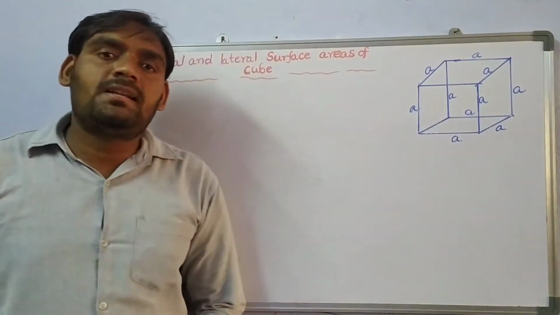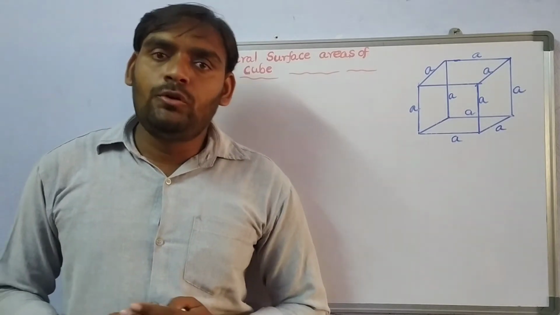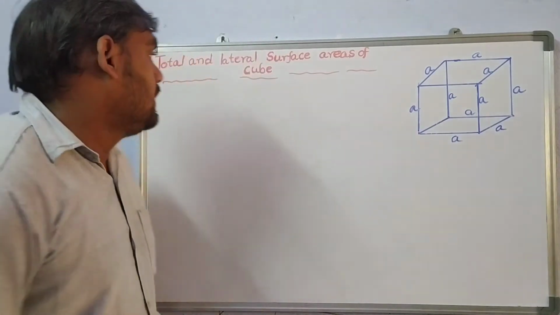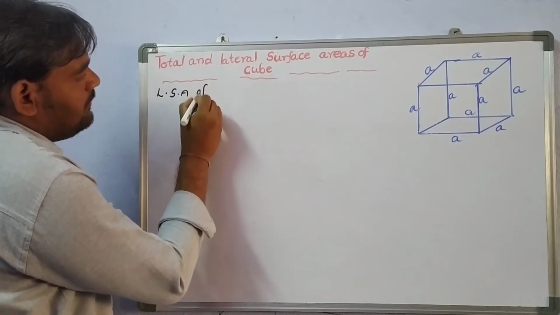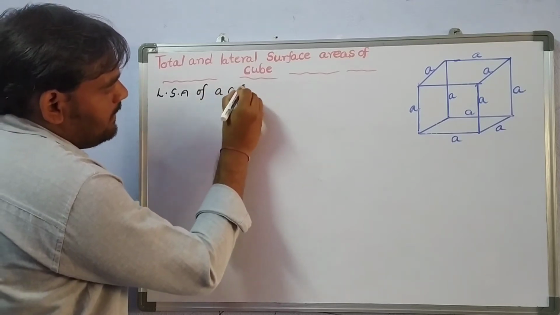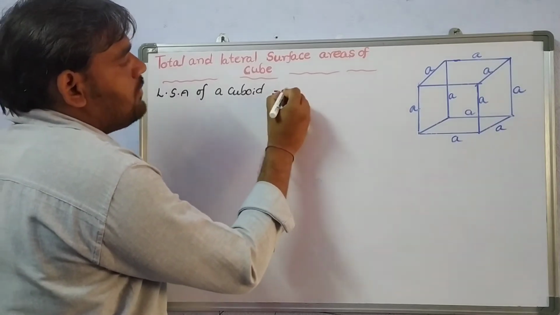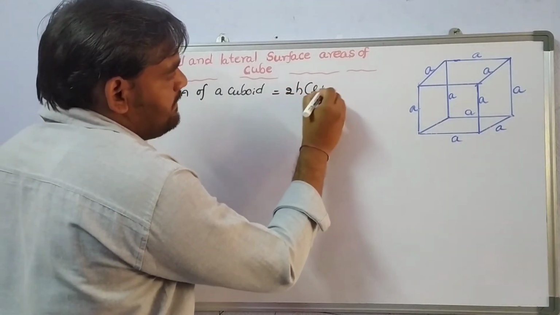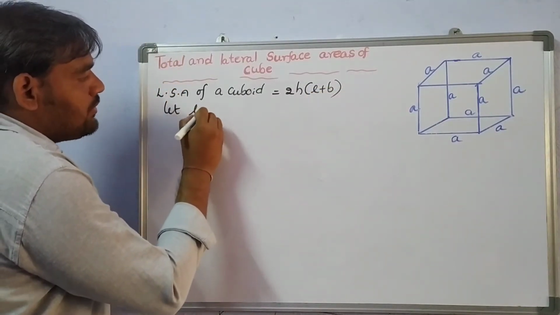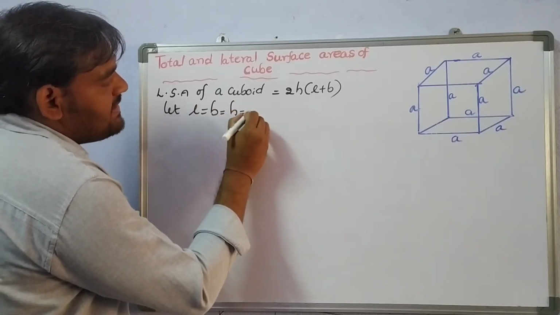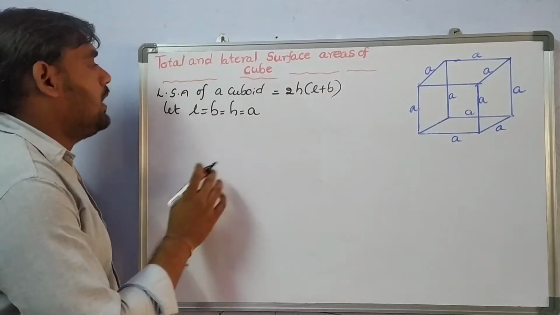Next, lateral surface area of a cube we will see. While we are going to find the lateral surface area of a cube, we have to recall the lateral surface area of a cuboid, that is LSA of a cuboid is equal to 2h of L plus B. Let L equal B equal H equal a, then that figure will become a cube.